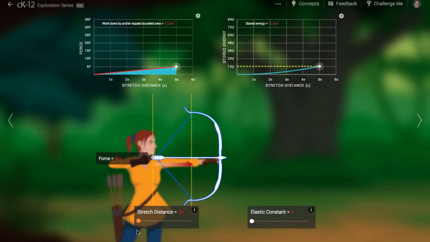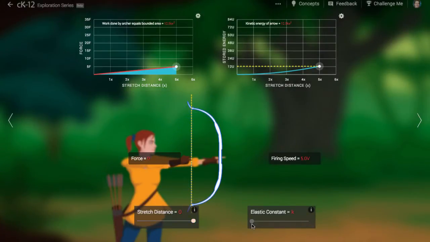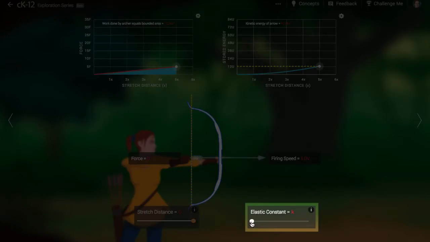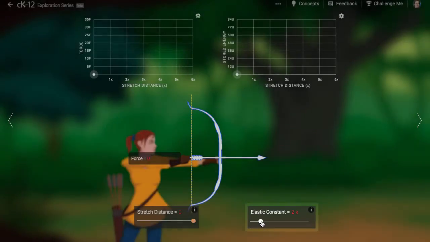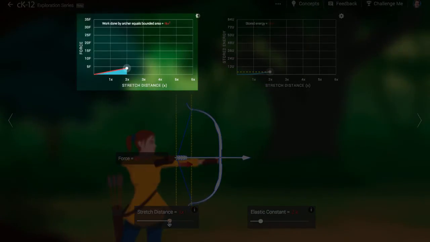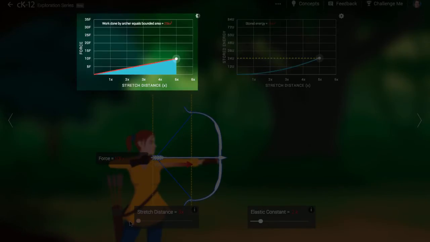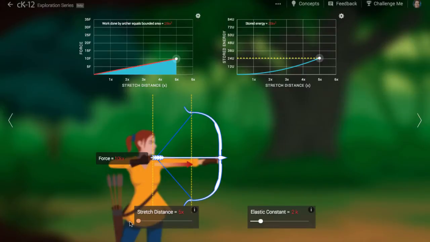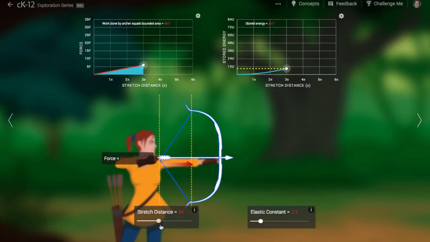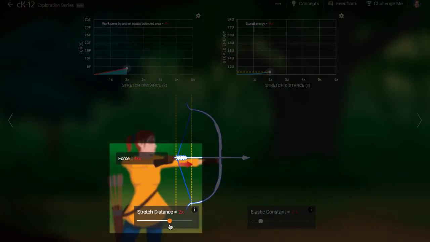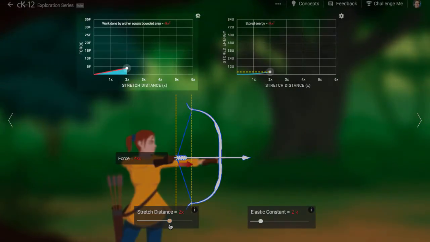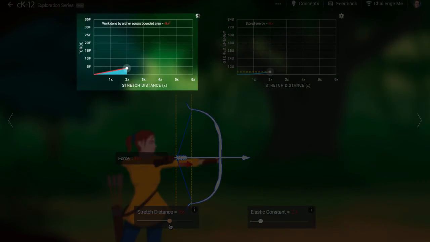If we increase the elastic constant to twice its value, now 2k, the slope of the graph is twice as high. This means that twice as much force is required for each pull distance. Notice that to pull a bow with the elastic constant 2k by a distance of 2x, we need a force of 4kx. The area bounded by the force versus stretch distance line is shaded blue.